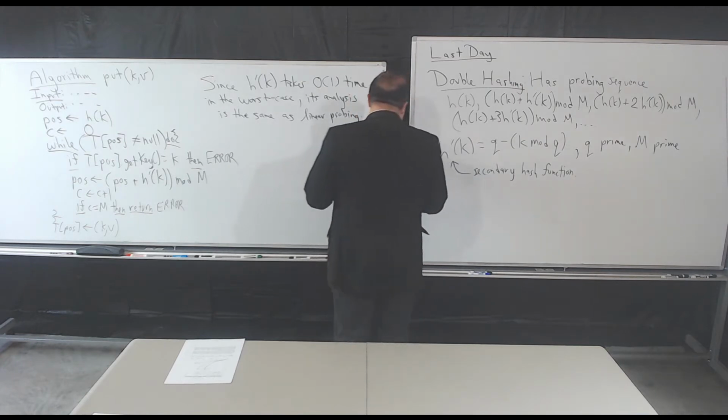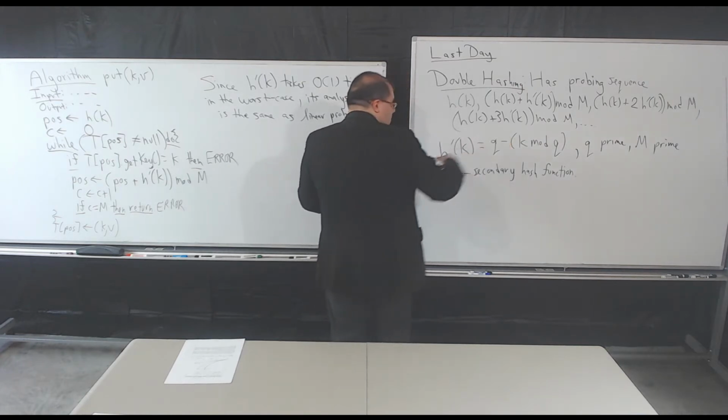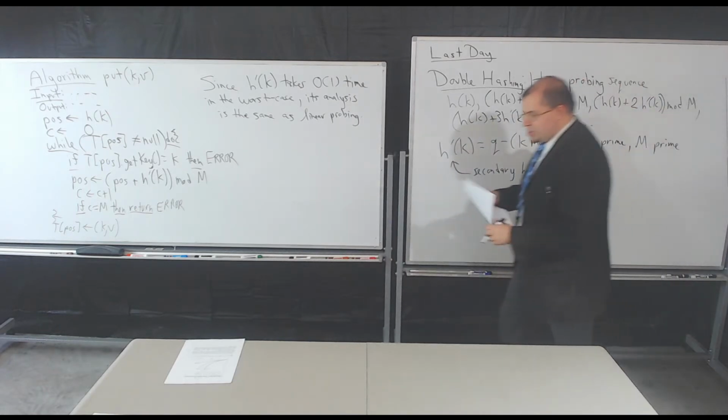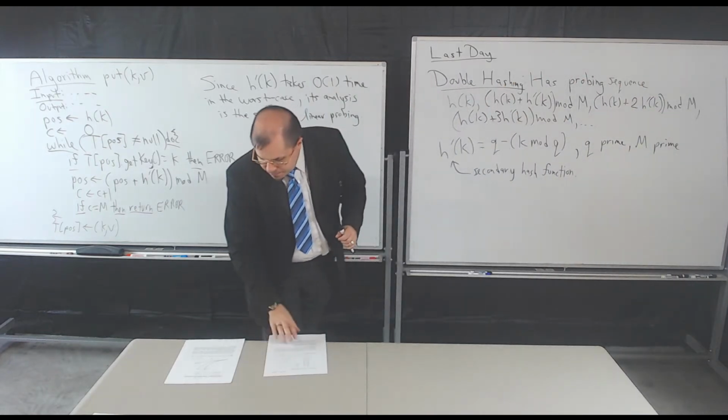So I want to talk about why this property has to hold, the fact that Q and M are prime. I'm going to illustrate it with an example.